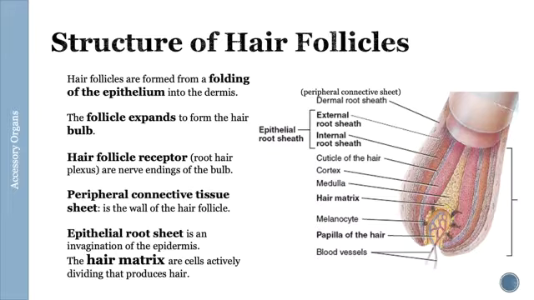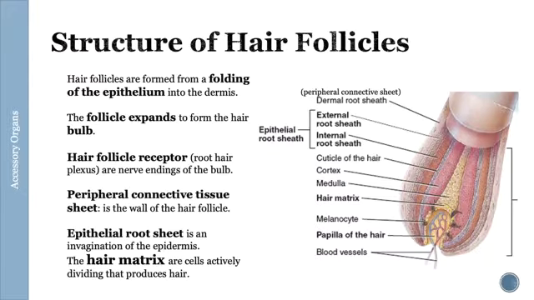We have in there hair follicle receptors, which are nerve endings of the bulb of the hair. No wonder, if we pull a little hair, we are going to feel a little pain, because there are nerves attached to the hair bulbs. There we have peripheral connective tissue sheets, which is the wall of the hair follicle, and we also have something called the hair matrix, where the cells are actually dividing to produce what we know as hair.